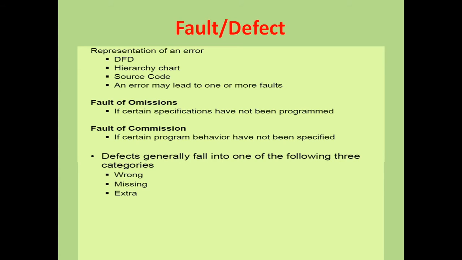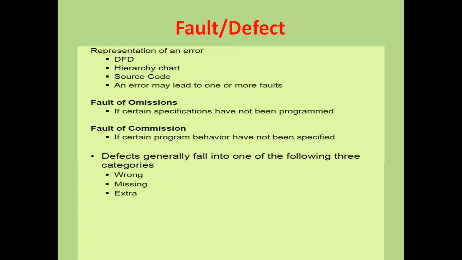There are two types of faults. We call them fault of omission and fault of commission. When you talk about fault of omission, if certain specifications have not been programmed, that means we have omitted a particular specification, so a particular requirement of the user is not met. Similarly, fault of commission: if certain program behavior has not been specified, that means we have committed an error there, in the sense that the specification itself did not contain it. The first one, fault of omission, is that the specification is present but you have not programmed for it. And the second one refers to the specification itself being incomplete.